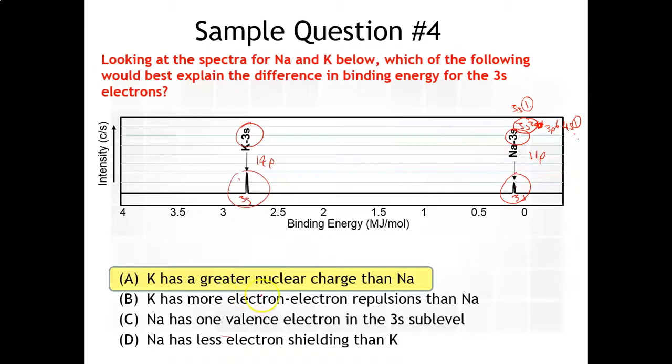And as far as potassium having more electron repulsion, absolutely true, but that's mainly going to be involved if you're talking about the 4s again. You're only talking about the 3s, so that's not relevant.